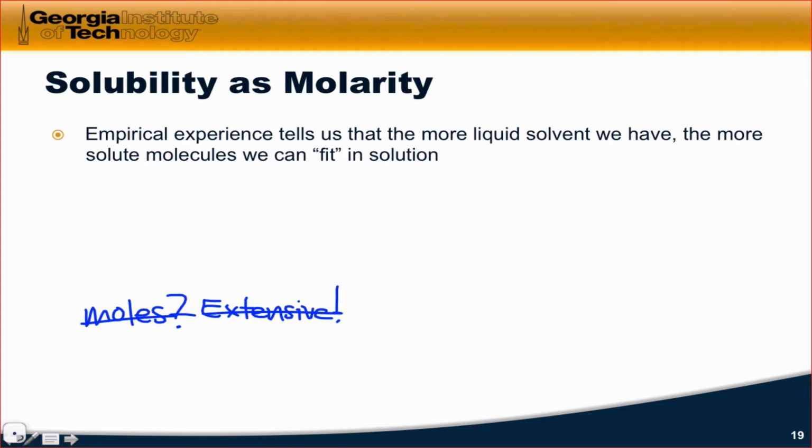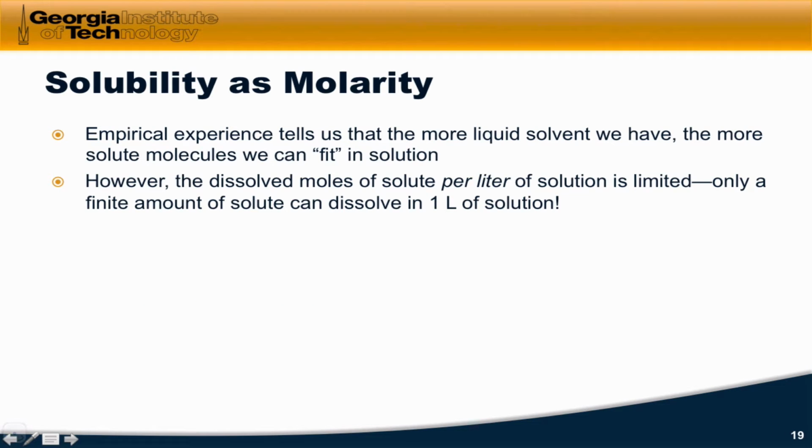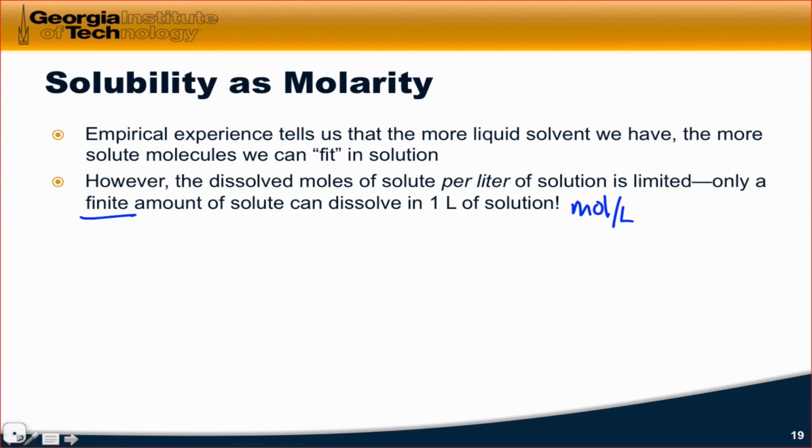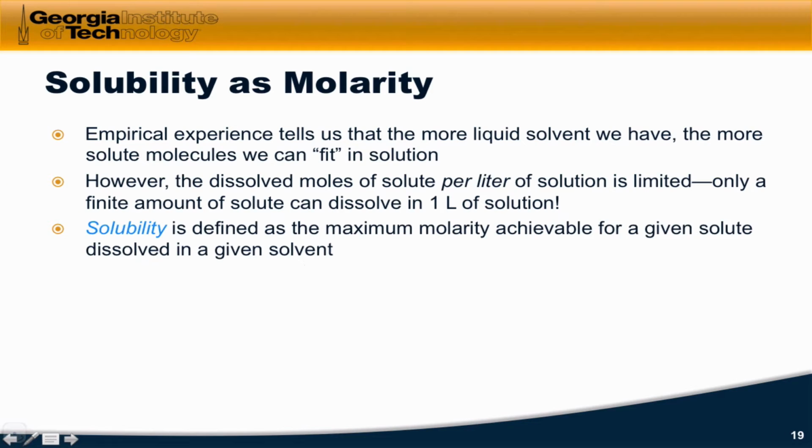What this suggests is if we take that number of moles and simply divide by the liters of solution, now we have an intensive measure of solubility that is intrinsic to a solute at a particular temperature and pressure. In general, the dissolved moles of solute per liter of solution is limited. That's to say, only a finite amount of solute can dissolve in 1 liter of solution, and there is some number in moles per liter that we can pin to a particular solute to describe its solubility in quantitative terms. How many moles, how many particles of that solute can we dissolve in a liter of solution? This is how we define solubility in quantitative terms.